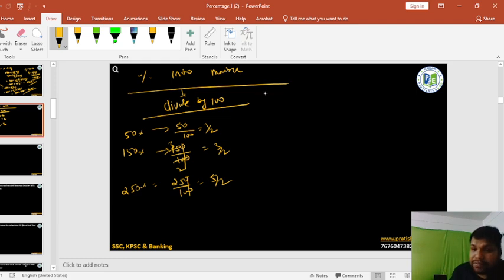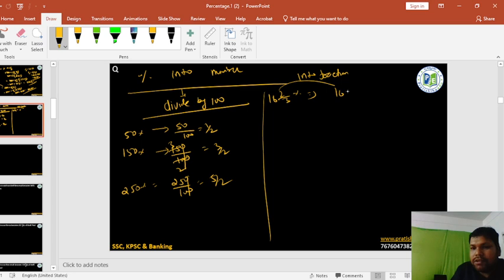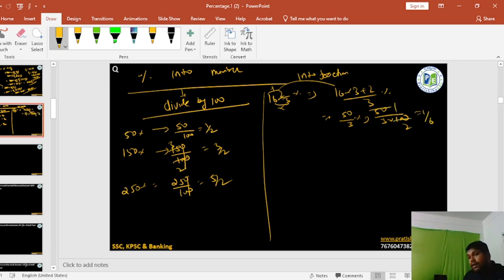Correct. If I am saying here 16 2 by 3% is how much? So this is your mixed fraction. Convert this one into a fraction first of all. Converting into a fraction means 16 into 3 plus 2, divided by 3%. Here you have to multiply, here you have to add. 48 plus 2 is 50 by 3%. And still it is in percentage, so divide by 100. 50 ones are 50, 300 ones are 300, you are getting 1 by 6. It's correct, because 1 by 6 is 16 2 by 3%.